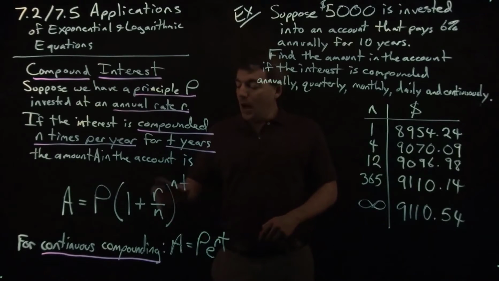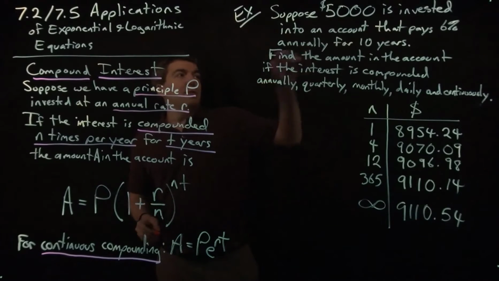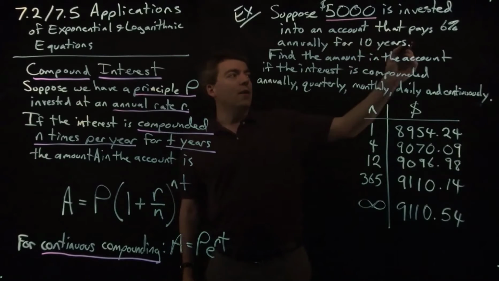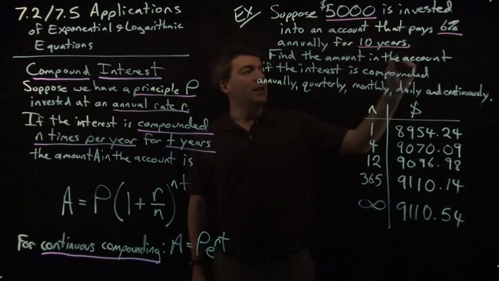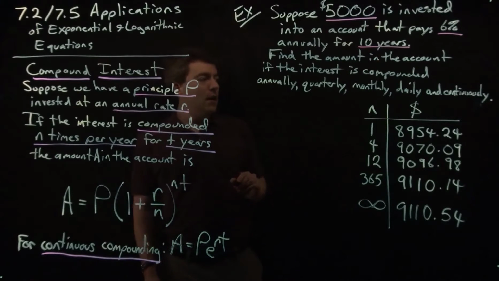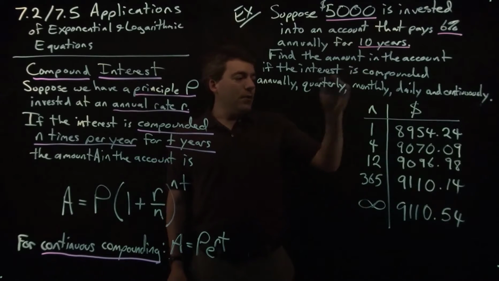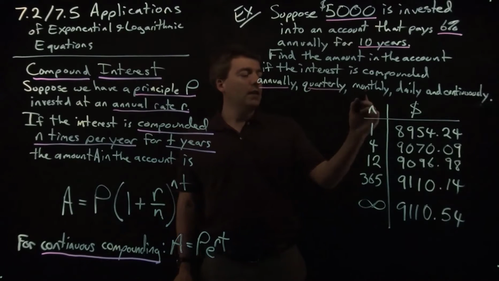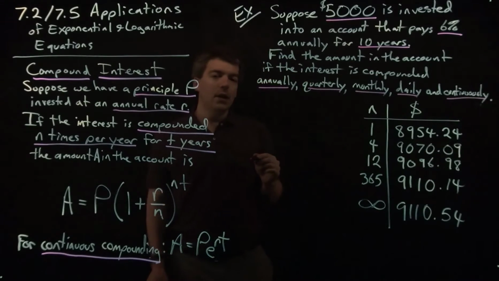Okay, let's use this equation in an example. So let's suppose we have $5,000 invested into an account that pays 6% per year for 10 years. We're going to find the amount in the account if the interest is compounded annually, quarterly, monthly, daily, and continuously. All right.